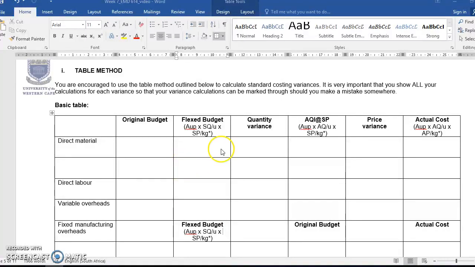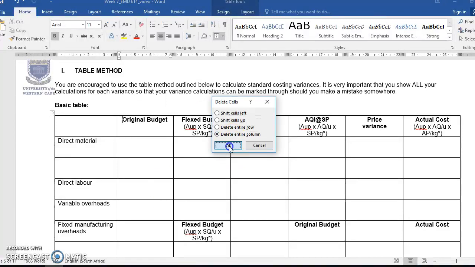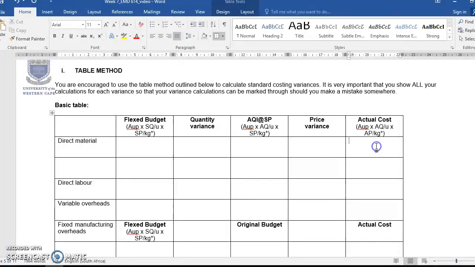So now I just want to explain the headings. So the headings of this table, for now you can take out the original budget column. I'm just going to take it out for now so it doesn't confuse you. So firstly, the easiest way to do this table is to do it from right to left. Okay, so the last column is known as the actual cost column. In other words, that is your actual price that you pay multiplied by the actual quantity that you purchase.